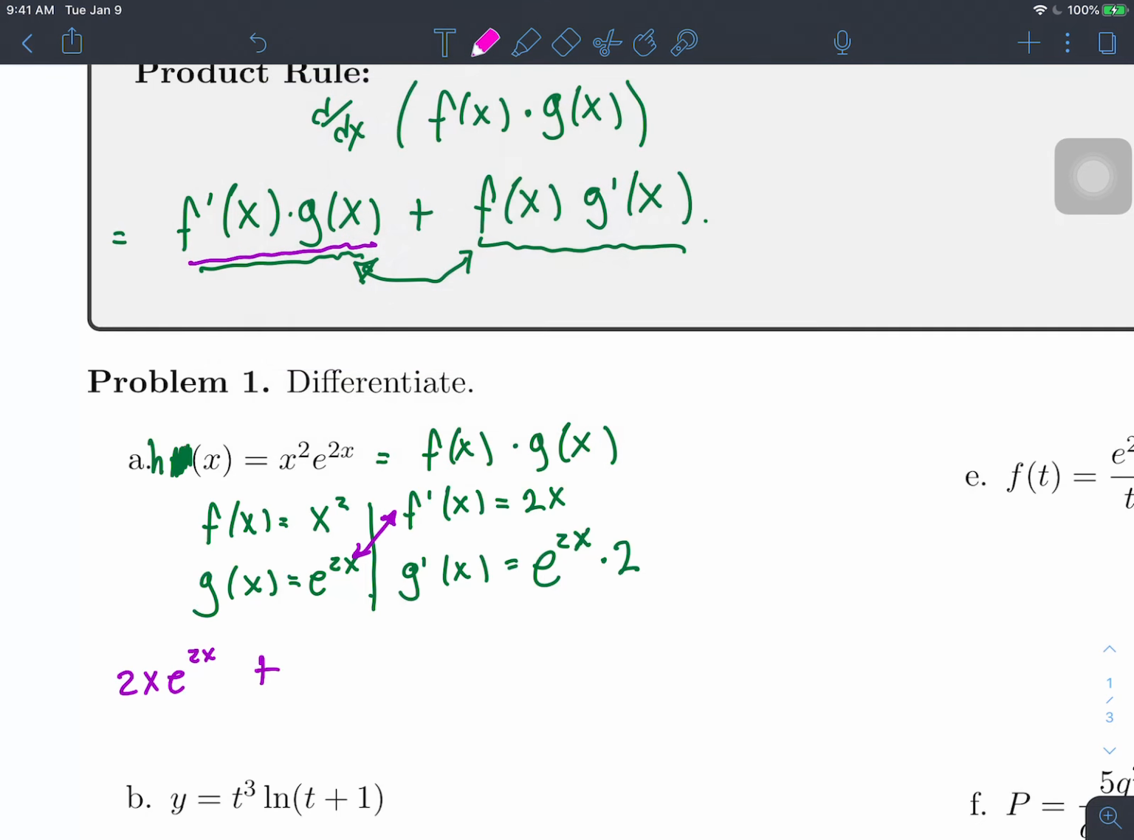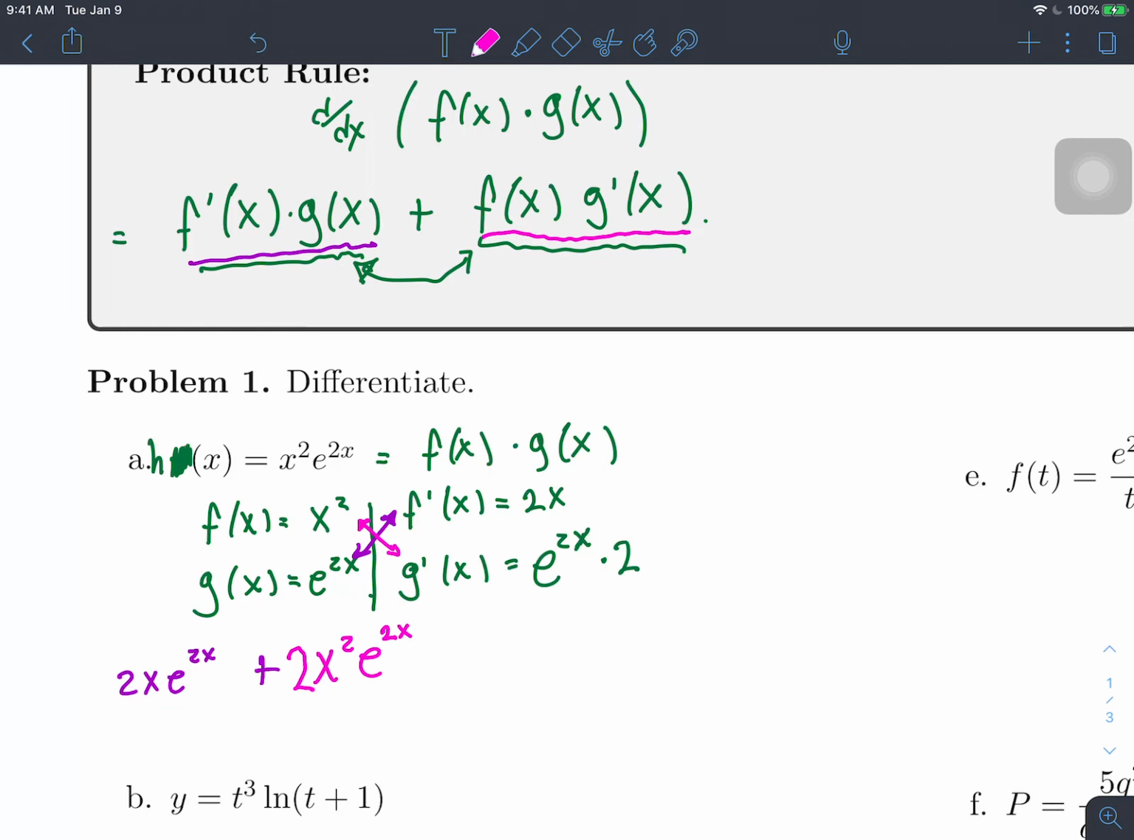And what the product rule says to do next is take regular f and multiply that by the derivative of g. So I'm going to draw a little arrow like this and make this kind of a crisscross pattern. Okay, so now what we're going to do is just take regular f, that's x squared, and multiply it by g prime, which is e to the 2x times 2, but I'm going to move that 2 to the front. That's usually how we write the constants, out at the front instead of in the back.